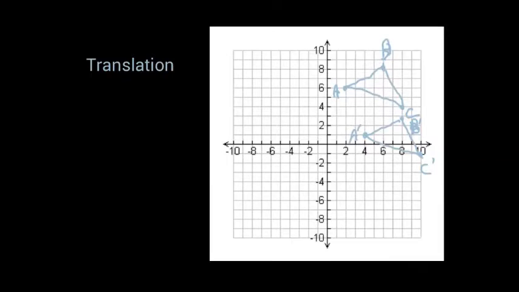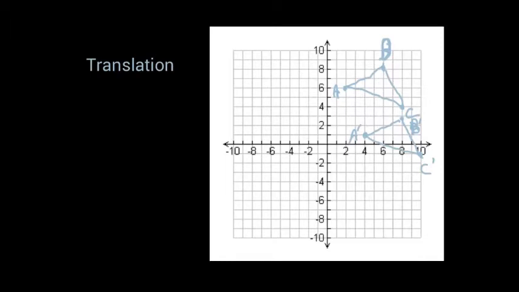Alright, last thing we're going to go over is a translation. So I started with triangle ABC and got A'B'C'. So if you look, the shape is the same, it's still the same triangle. It didn't flip, it didn't rotate, all it did was move, and that's called a translation.